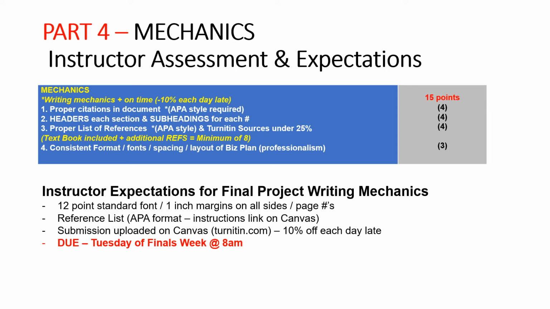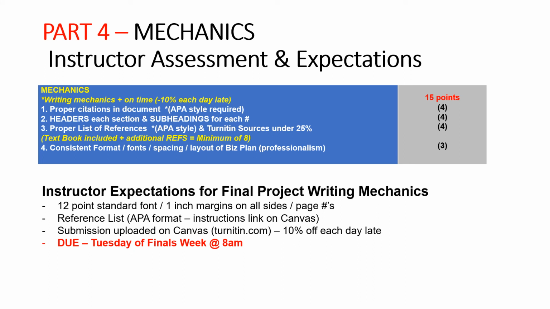Again, sources need to be under 25%, meaning 75% of the document needs to be your own words and own materials. So it can't just be quotes upon quotes. You need a minimum of 8 references, which should be very easily done if you look at research from discussions, from your projects throughout, and your peers. Last, I need this to be a consistent format, font, spacing, and layout of the business plan. It needs to look professional.